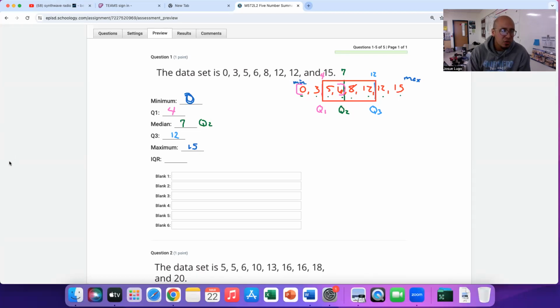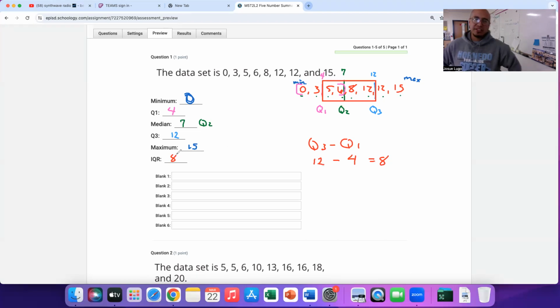In other words, interquartile range, ladies and gentlemen, is simply subtracting our Q3 minus our Q1. We want to know what is the distance between these 2 quartiles. So our Q3, as we can see here, is indeed 12. Our Q1 is 4. So 12 minus 4 is equal to 8. That's going to be our interquartile range. And that's it. It's as simple as that, ladies and gentlemen.